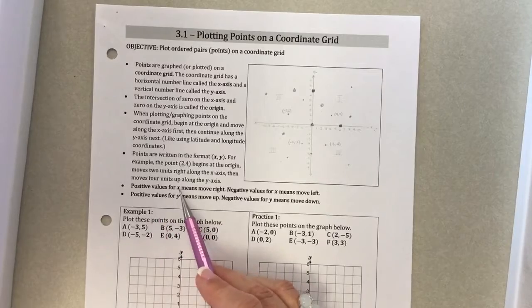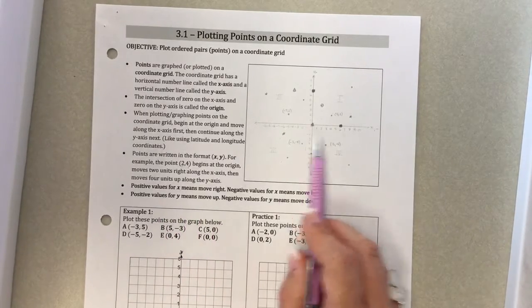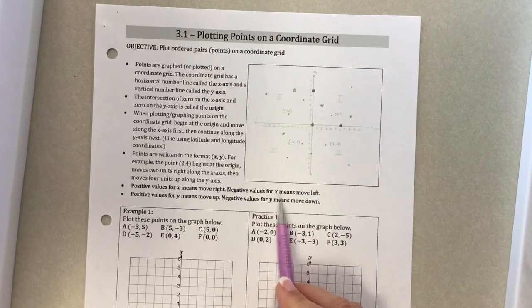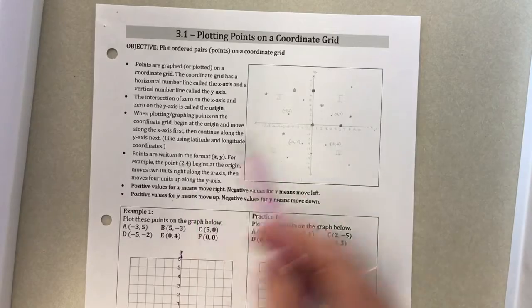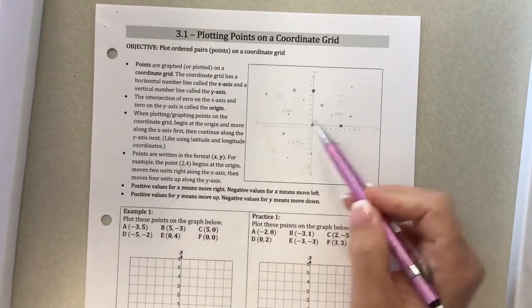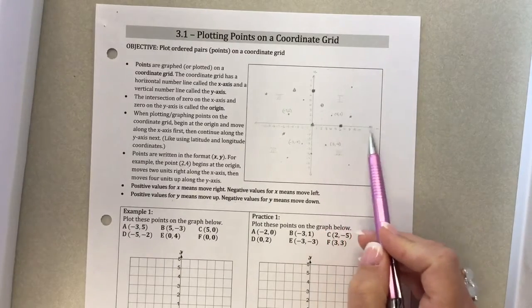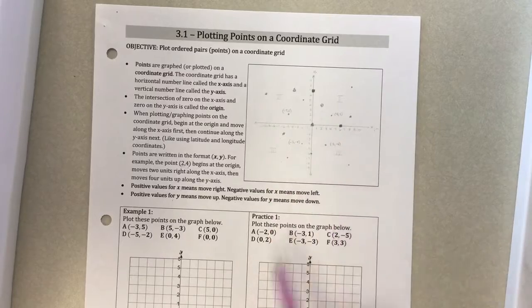Now, if the numbers are positive, and it's the first number, it means you're going to move right. But if it's negative and it's the first number, you're going to move left. If it's positive and it's the second number, you're going to go up. But if it's negative and the second number, you're going to go down. So this is positive and this is positive. This is negative and this is negative.